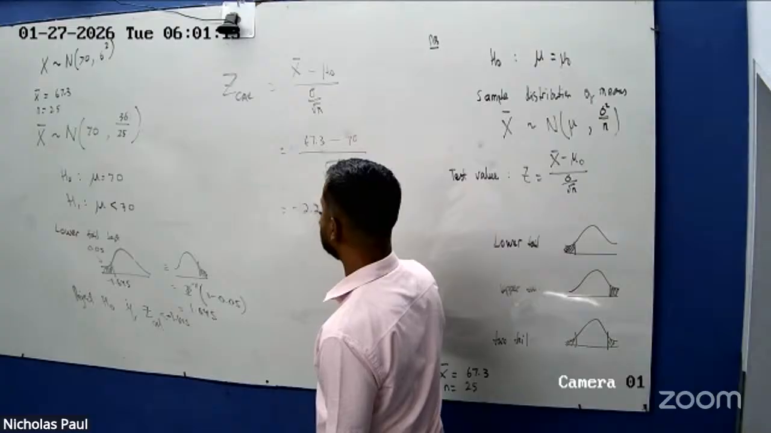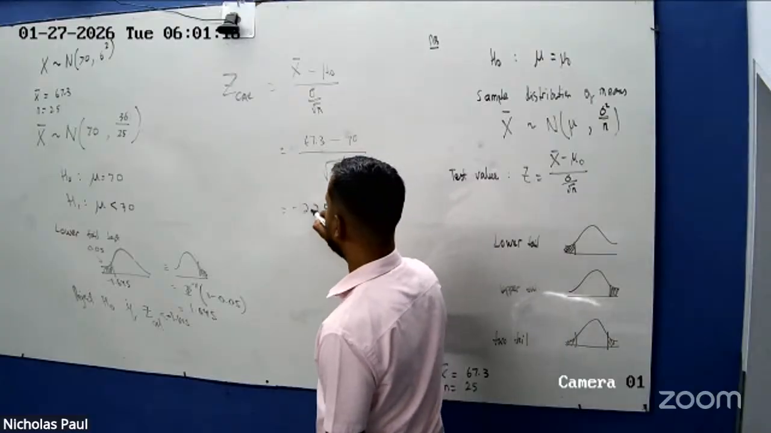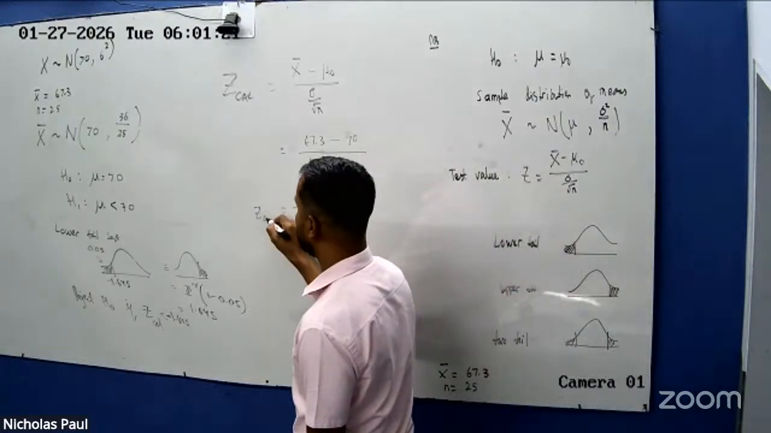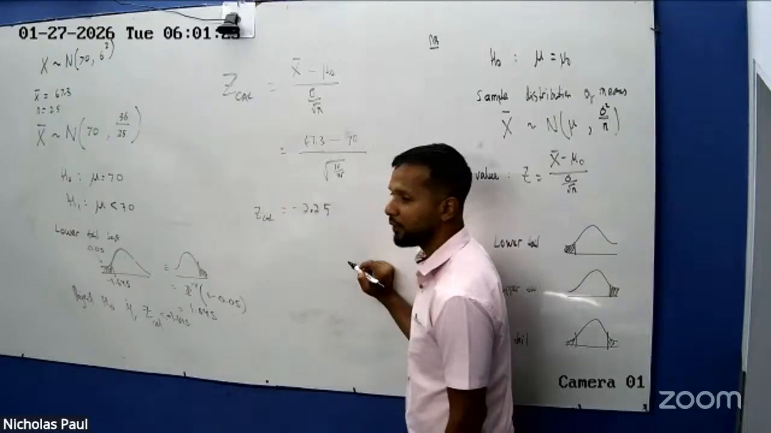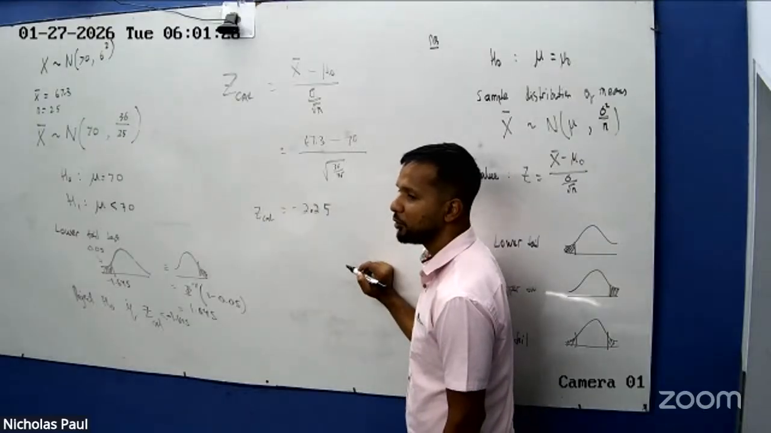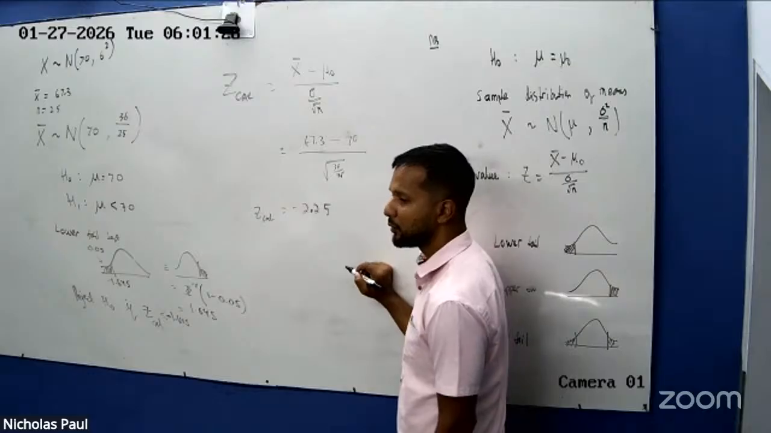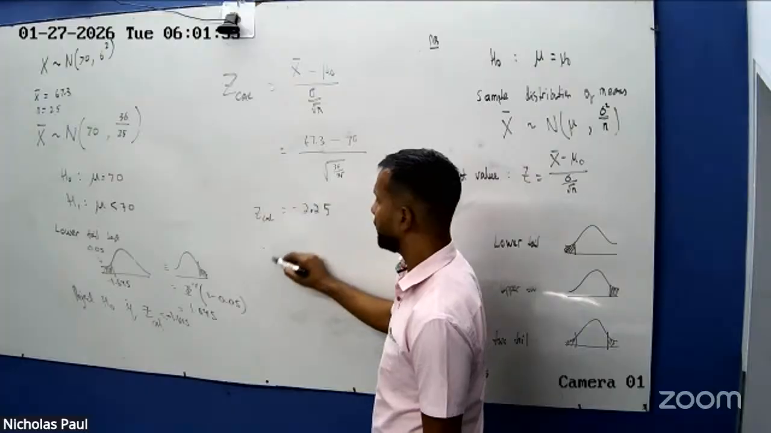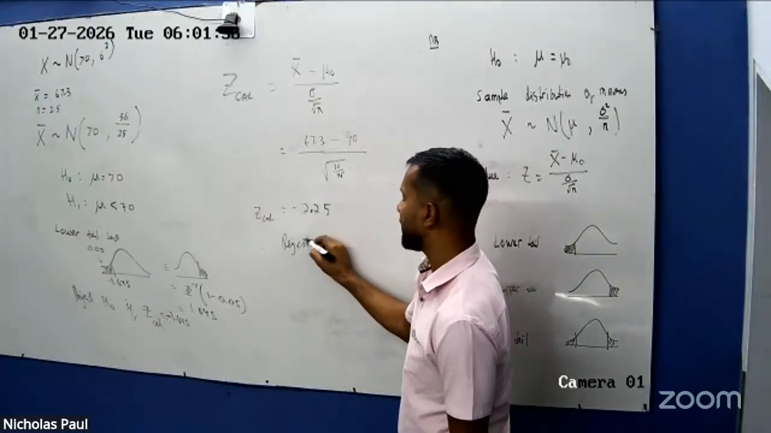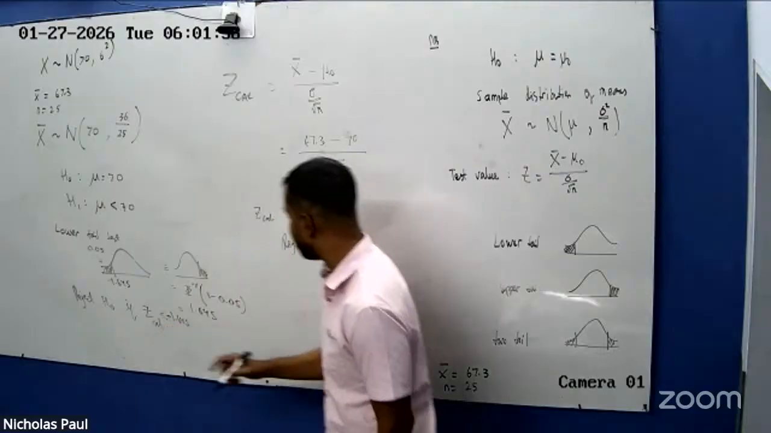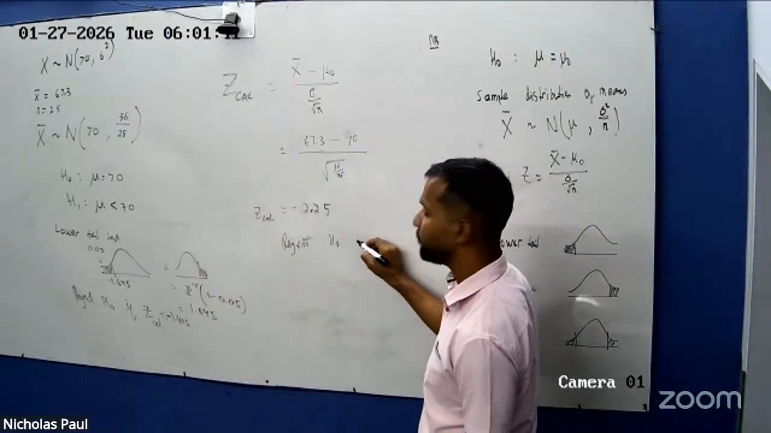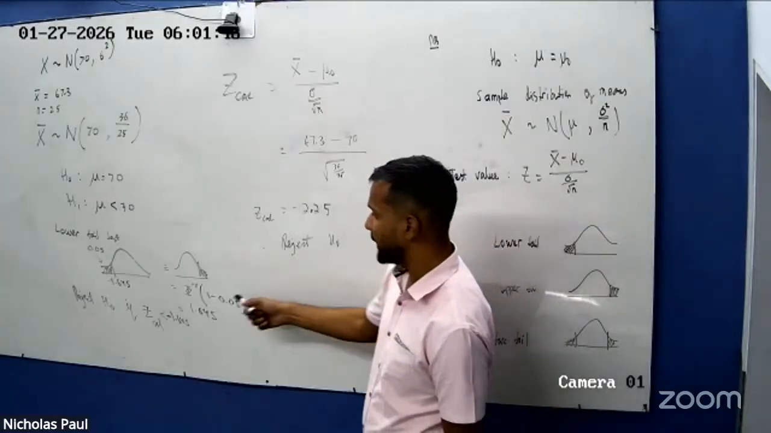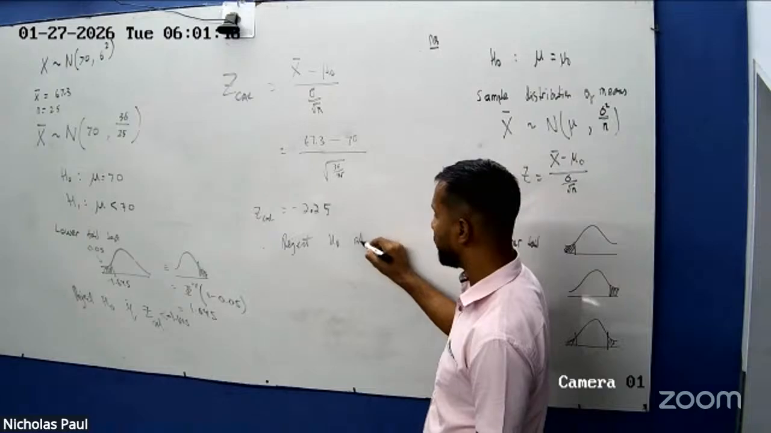The value that we get for Z calculated is minus 2.25. So, what would you do, Joseph? You reject. We're going to reject H naught because this is less than this. Reject H naught. Oh, this is very important. Reject H naught at the 5% level.